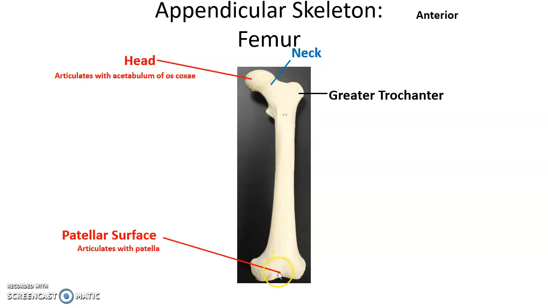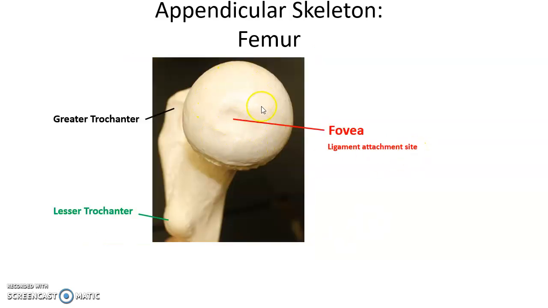Go down to the distal end. There's this smooth area here, which is the patellar surface, which articulates with the patella. The head always faces medially. If you look into the head, you see that there's a little divot. That little divot is called the fovea. That's the attachment site for a ligament. Here's the greater trochanter. Oh, look, there's a lesser trochanter.